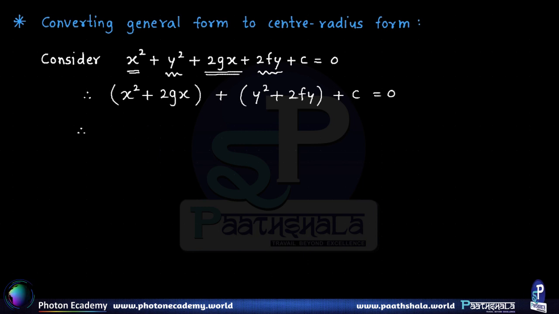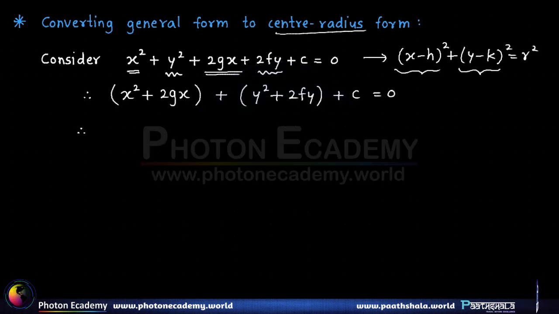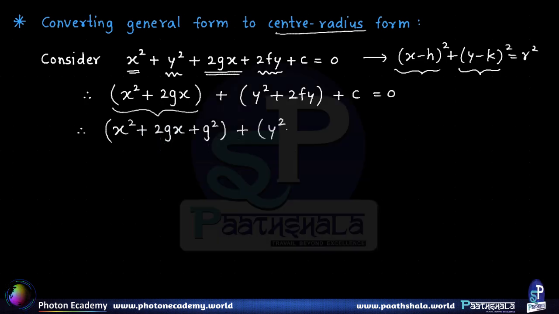Now we have to complete the square, because if you observe, center radius form means we have to bring it in this form, isn't it? (x minus h) the whole square plus (y minus k) the whole square equal to r square. So our job is to somehow arrange the complete squares or the perfect squares. Therefore if we have x square and 2gx, then we must add g square to it so that it becomes a complete square. Similarly in the second bracket also we must add f square to make it a complete square.